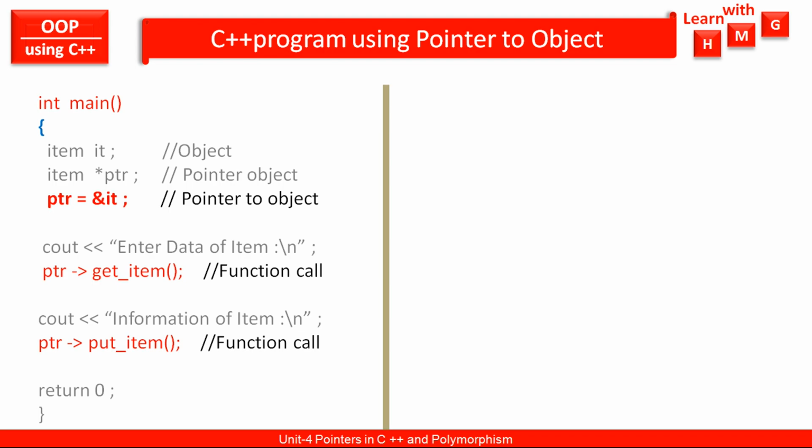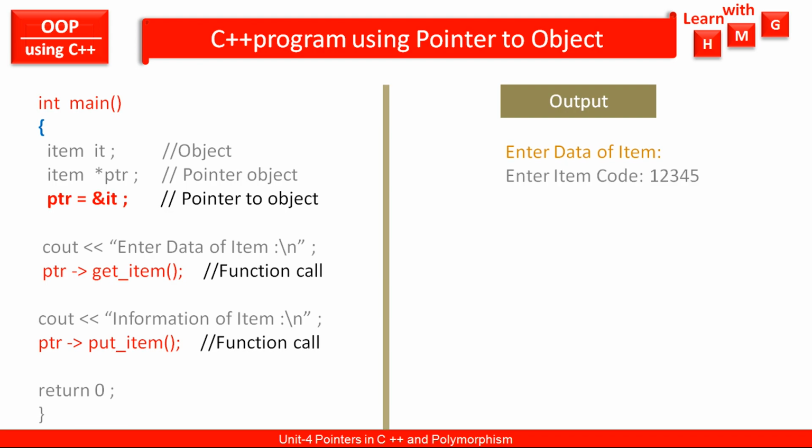Let us run this program and let us imagine what will be the output. The output will be like this. First of all, the message will be displayed: enter data of item. So first enter item code. Suppose I entered 12345 is the item code. Enter name. Suppose the name is paint drive.